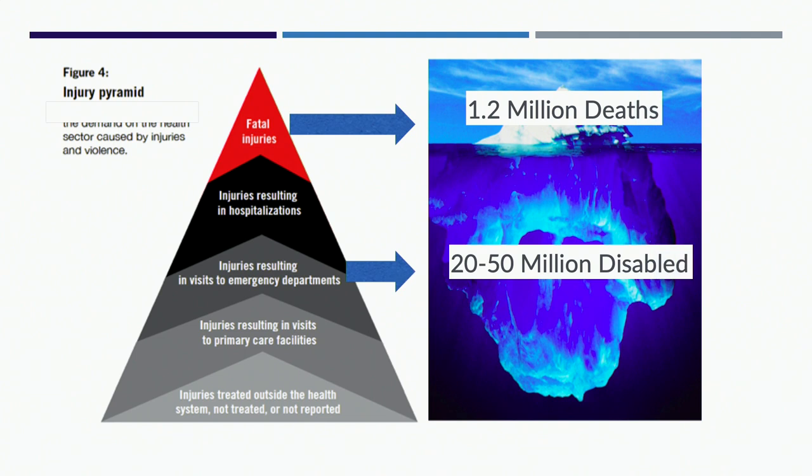It's estimated that there are 1.2 million traffic fatalities and 20 to 50 million people disabled due to road traffic injury every year. And the incidence of disability from road traffic injury is about 2 to 5 times higher in low and middle income countries.